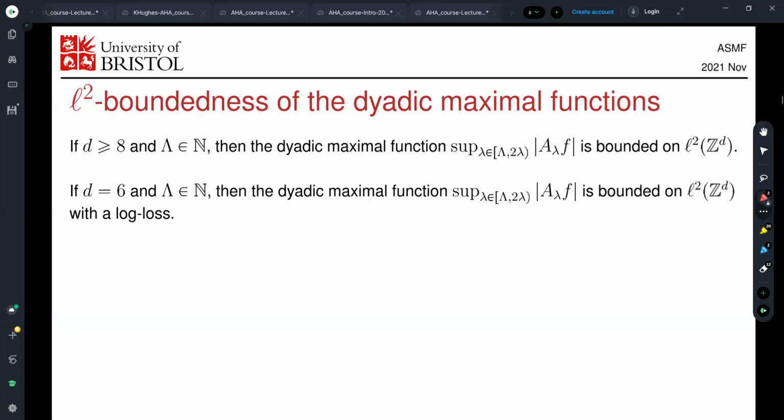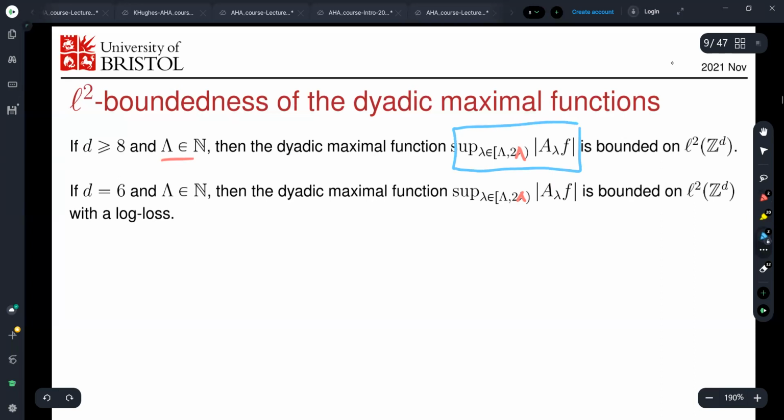Okay, carrying on. Here's the actual theorem I want to prove, and again, this is just a weak version of Magyar's theorem. So you give me any big lambda that's a natural number, and I'm looking at these maximal functions, dyadic maximal functions. When I have at least 8 dimensions, this dyadic maximal function is bounded on L2, and that norm doesn't depend on lambda.